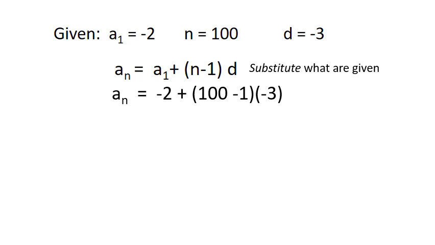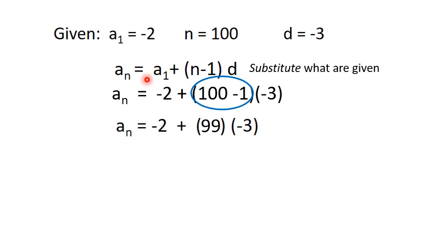So, ang a sub 1 naging -2, ang n naging 100, ang d naging -3. So, ang unang gagawin ay you solve for 100 minus 1, and that's equivalent to 99. Then copy. Next is to multiply 99 times -3. It is equal to -297. Then copy.